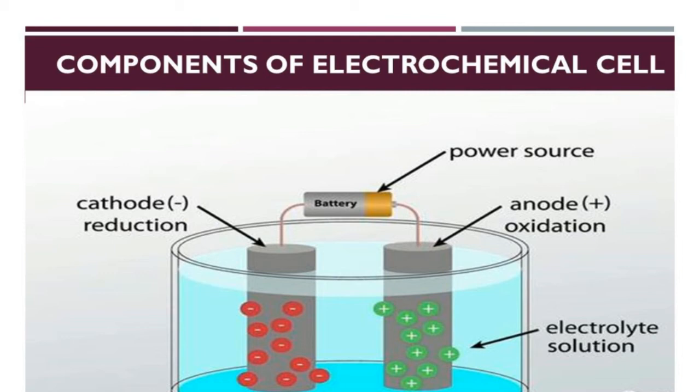As we know already, oxidation is loss of electrons. In electrochemical cells, oxidation takes place at anode. Metal gives metal ion plus electron. Reduction. It involves gain of electrons. Reduction takes place at cathode. Metal ion plus electron gives metal.